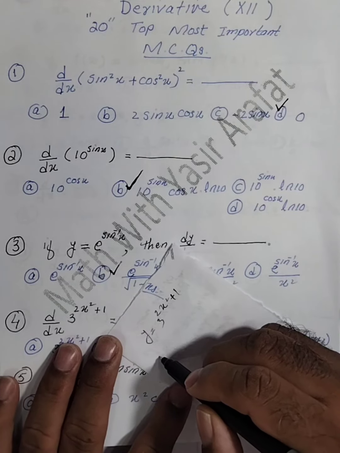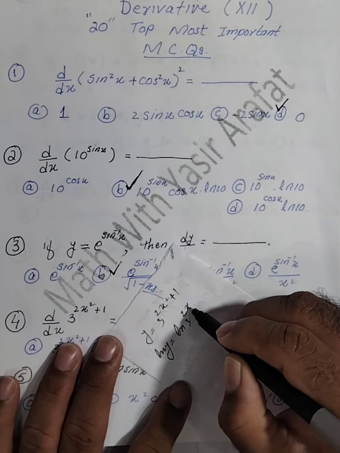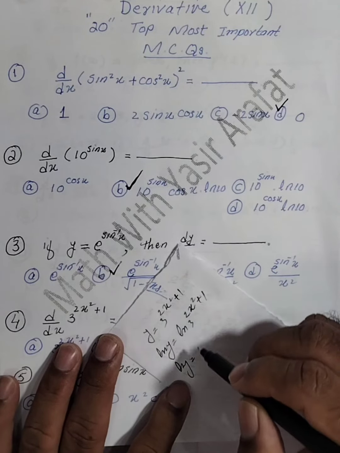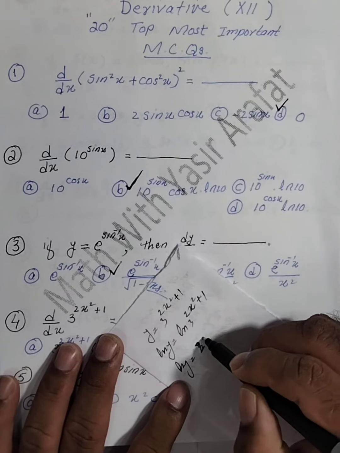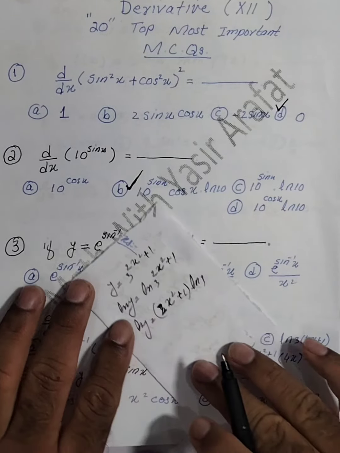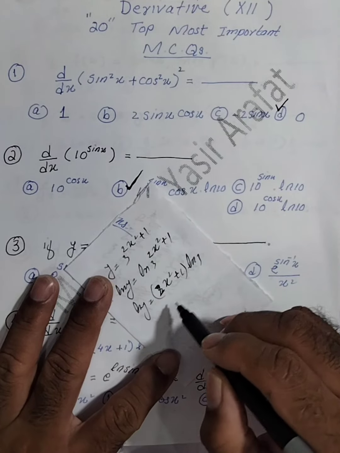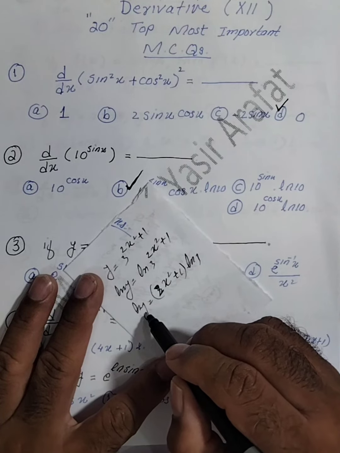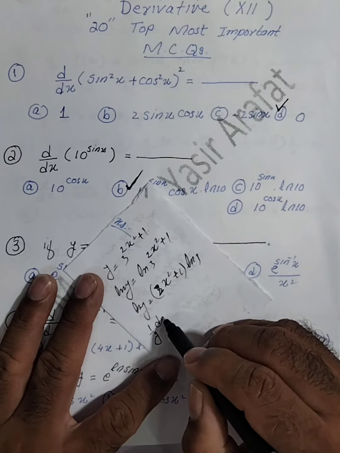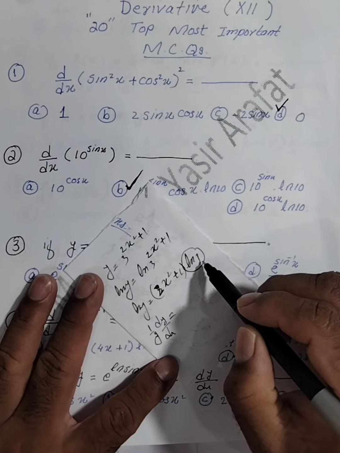So what we have to do here, take ln on both sides. The property of ln is the power becomes the coefficient of the ln function. So 2x square plus 1 becomes the coefficient here. Now we have to differentiate. The derivative of ln y is 1 upon y, and the derivative of y is dy upon dx.